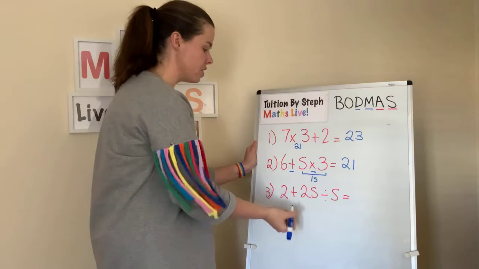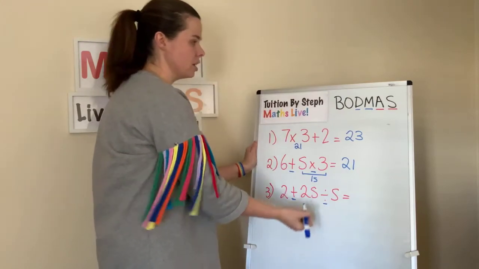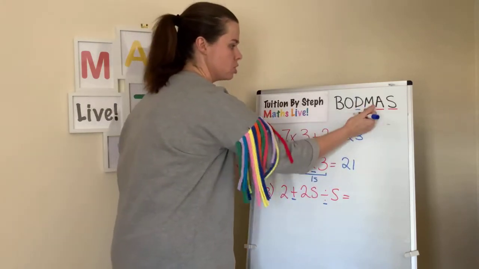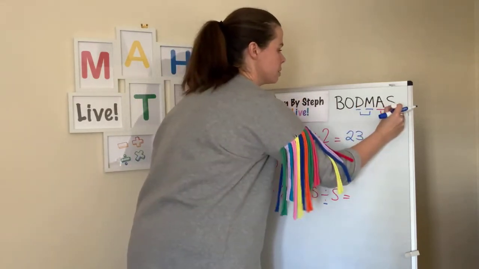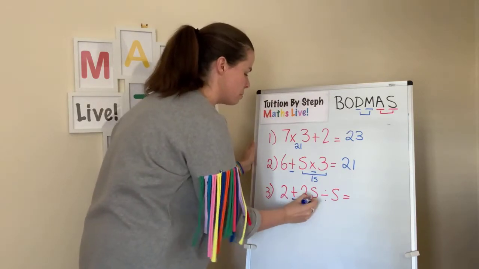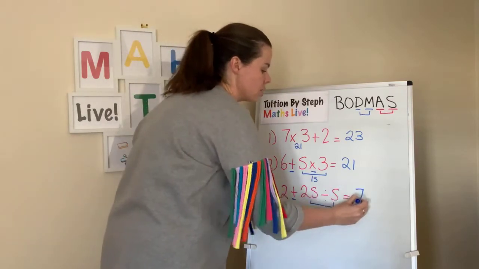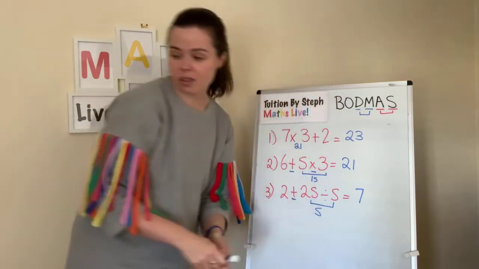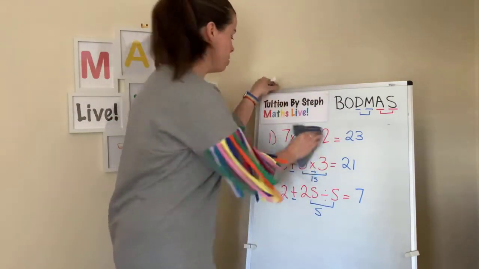Okay. And then the last one, we've got addition and we've got division. And division comes before addition. Okay, do you remember these two are grouped together? And these two are grouped together. So we do the 25 divided by 5 bit first, which is 5, and then we add on the 2, so that is 7. Well done if you got that. Don't worry if you didn't, because you might be learning this for the first time.